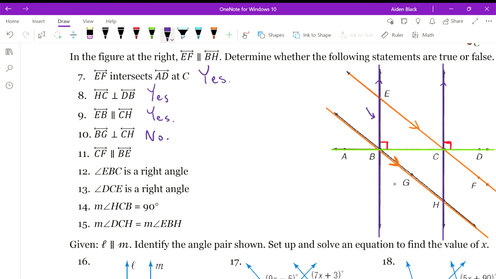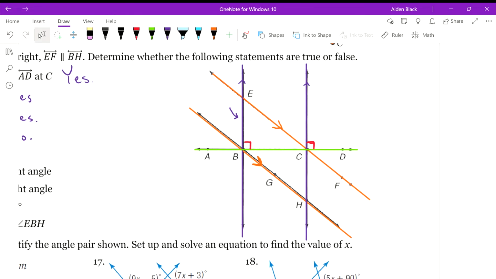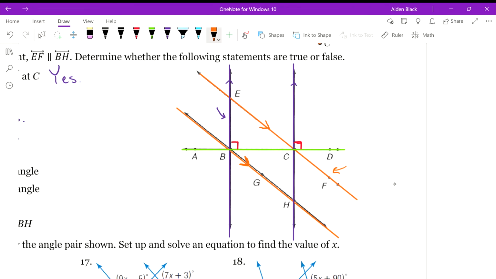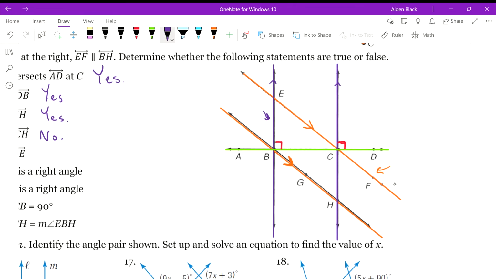No. Is CF parallel to BE? CF is this orange line here, and we want to know if it's parallel to BE. BE is this purple line right here. Are they parallel? No, they intersect right here at point E. So no, they're not parallel.